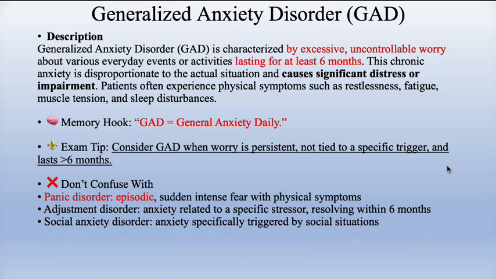Don't confuse this disorder with panic disorder. Panic disorder is going to be episodic. It's going to have sudden, intense fear with physical symptoms. Don't confuse it with adjustment disorder, in which anxiety is related to a specific stressor, resolving within 6 months. General anxiety disorder starts at 6 months. Social anxiety disorder is anxiety specifically triggered by social situations.